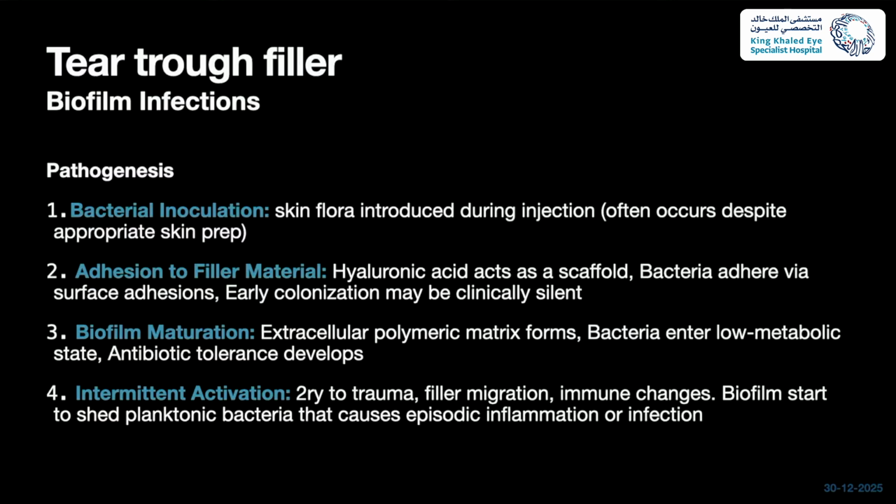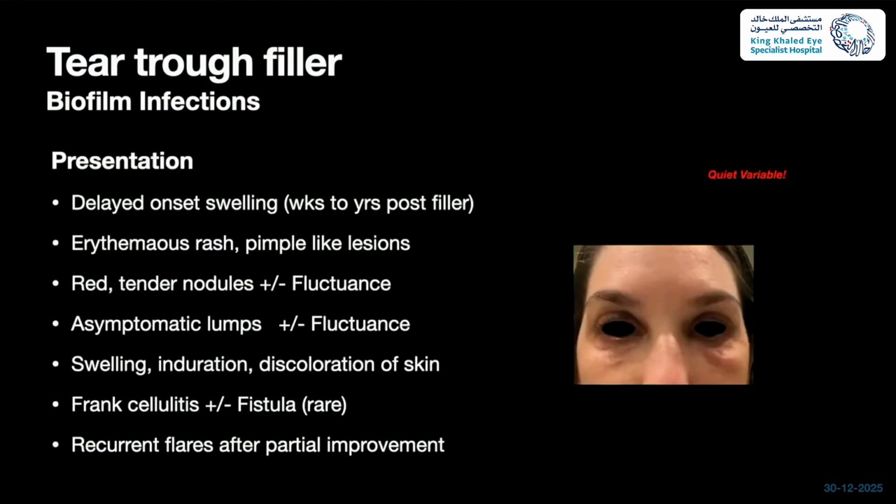Biofilm maturation, where the extracellular polymeric matrix forms, bacteria enter a low metabolic state, and antibiotic tolerance develops in this stage. Then the intermittent activation secondary to trauma, filler migration, or immune changes, where the biofilms start to shed planktonic bacteria that causes episodic inflammation or infection.